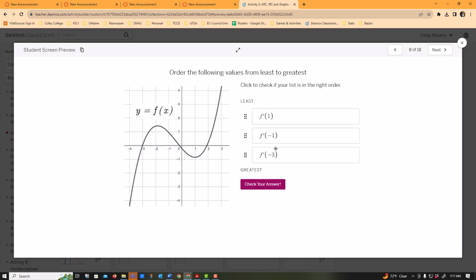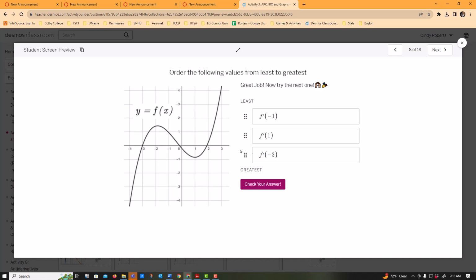When you get a prime, this is the slope. So once again, least. At 1, I think that slope would be 0, right? You could draw a horizontal line at x equals 1 on that function. So that slope's 0. F prime of -1, that's going down, so that would be a negative slope. And then f prime of -3 is going up, so that would be a positive slope.